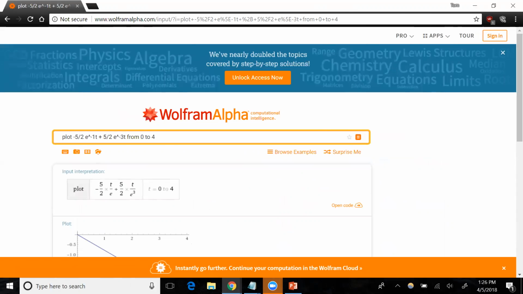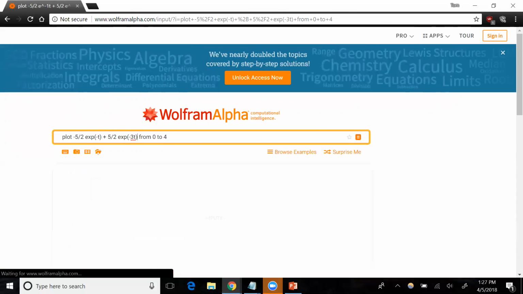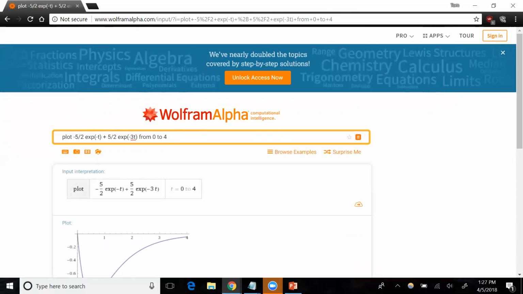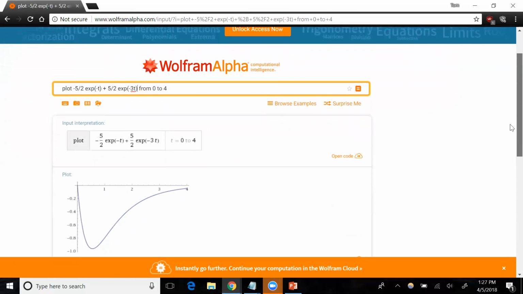And it completely screwed it up. So did times t there. Actually, let's use the exp function. I think it might understand that better. Exp of minus t times exp of minus 3t, and it looks like this.